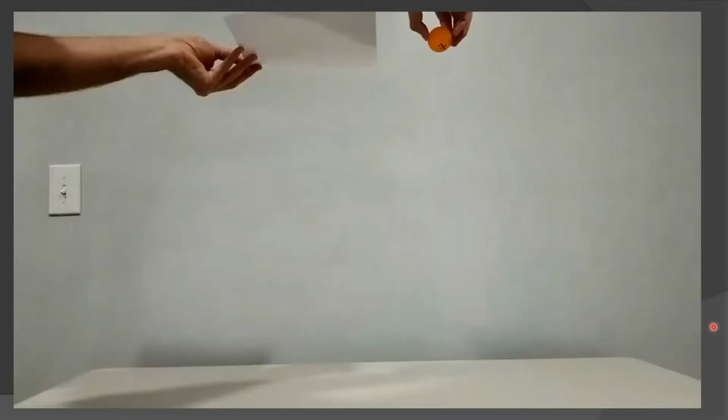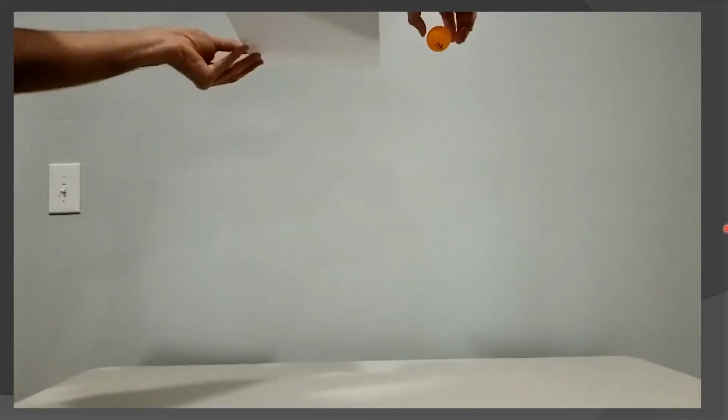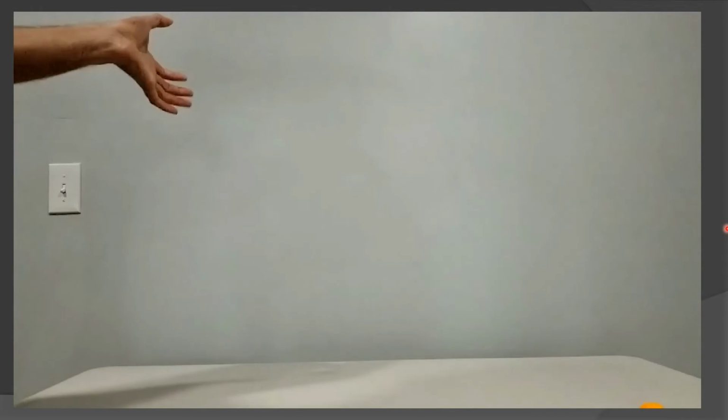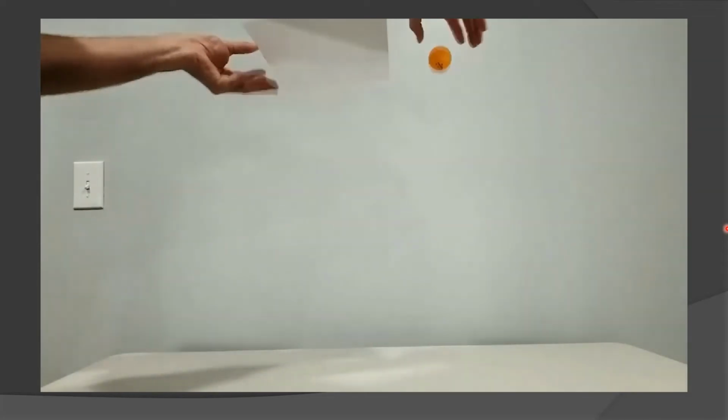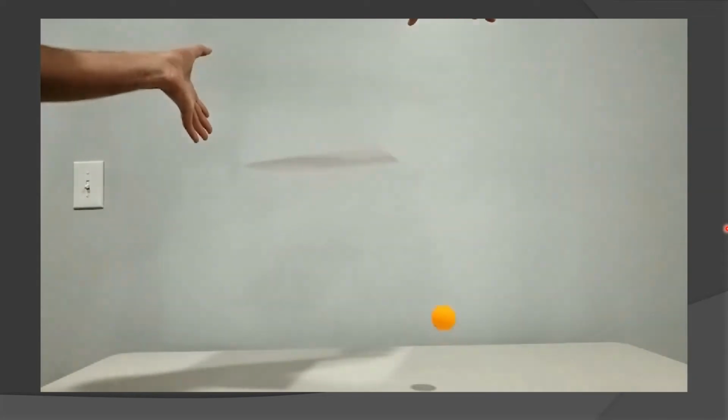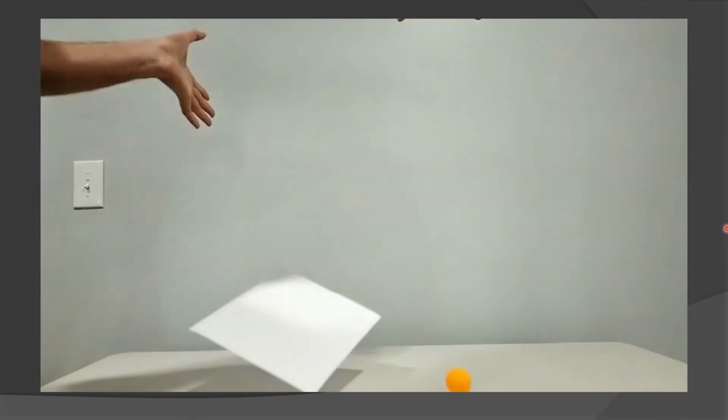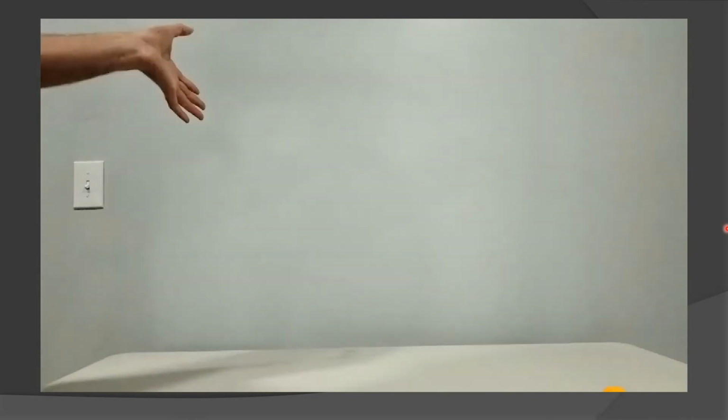Okay, here's an example of frontal area and why it plays such a big role. Here I have a ping pong ball and a piece of paper. And we're just going to drop them. It's no surprise that the paper trailed behind significantly. It has a lot of frontal area compared to the ping pong ball. Okay, just because it's fun, we're going to watch that in slow motion. So the frontal area would be the 8.5 by 11 inches.